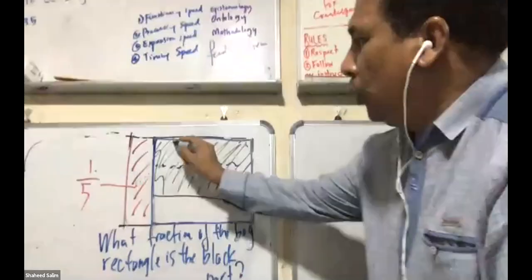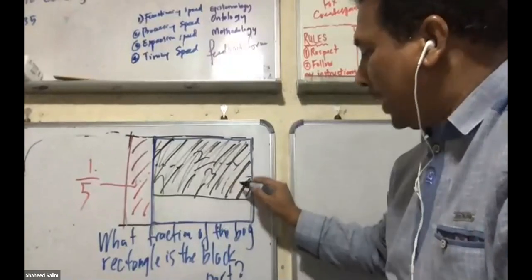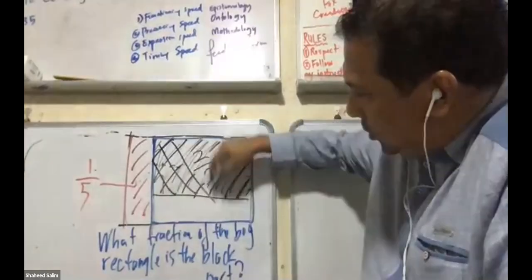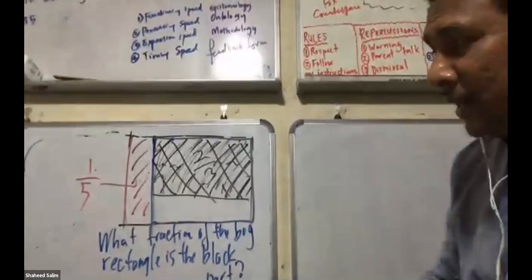Again, I repeat. We want the fraction of the black part compared to the whole rectangle, the big rectangle. How much is it? The whole rectangle and the black part must times, right? Something like that. I am not saying it's exactly.